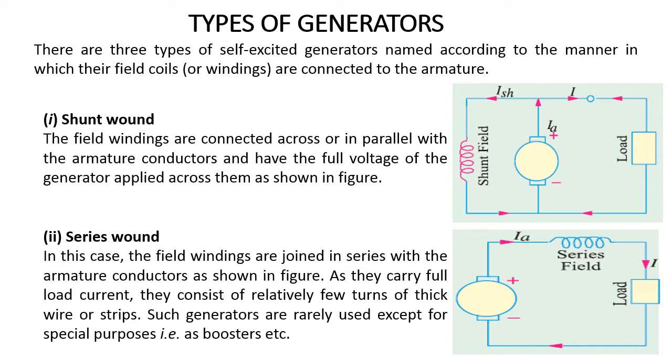The next type of self-excited generator is series wound. In this case, the field windings are joined in series with the armature conductors. As they carry full load current, they consist of relatively few turns of thick wire or strips. Such generators are rarely used except for special purposes, that is, as boosters, etc.